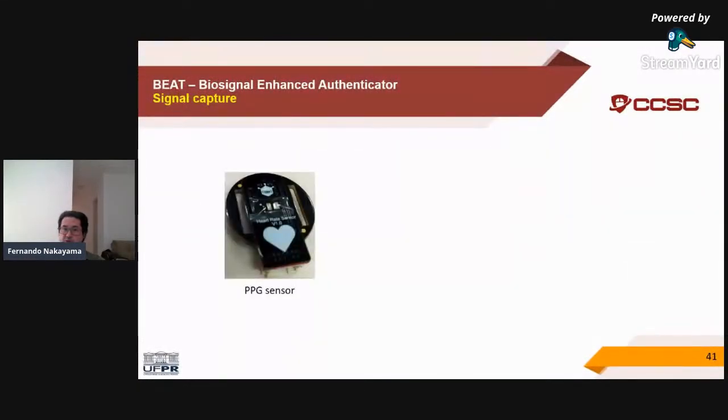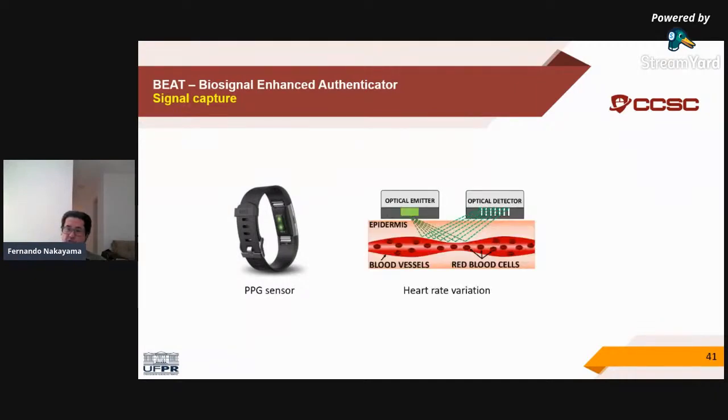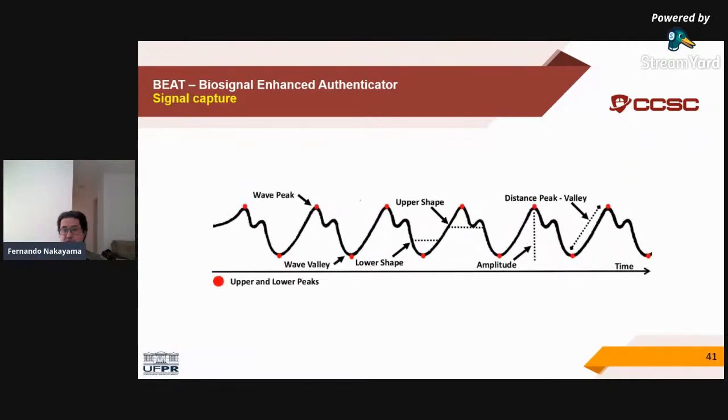The signal capture happens by using a photoplethysmogram, a PPG sensor. This type of sensor is commonly found in fitness trackers and also in smartwatches. And those sensors employ an optical emission and an optical detector that measure the blood vessels dilation. And this makes it possible to identify the heart rate variation. And the captured signal is represented by a pulse wave that offers specific characteristics for each user.